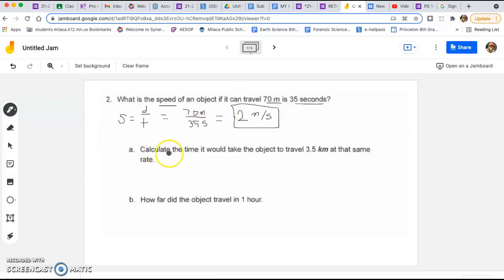Now it's asking you to calculate the time it would take the object to travel 3.5 kilometers at that same rate. Well, we want to make sure that we have the same units here. This is kilometers, this is in meters. So what I'm going to do is convert the kilometers into meters. So I'm going to set up my conversion first, 3.5 kilometers.